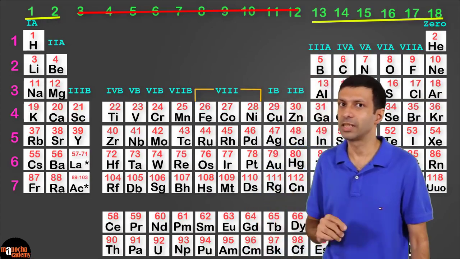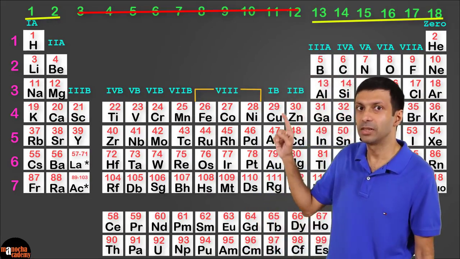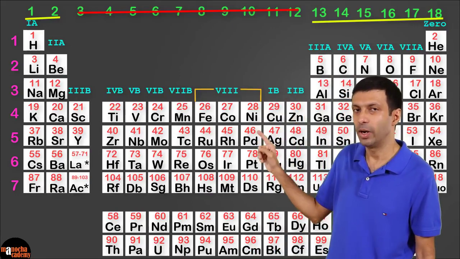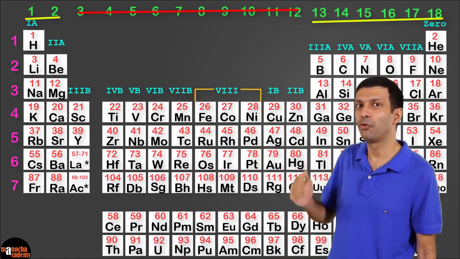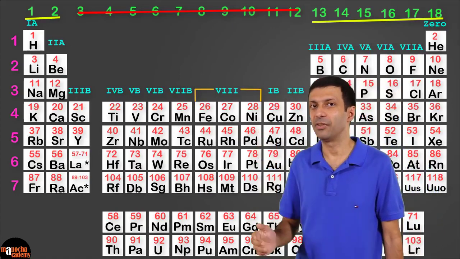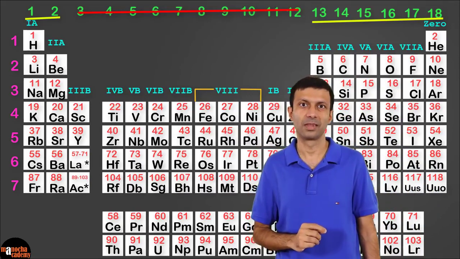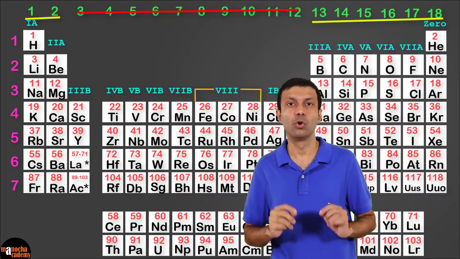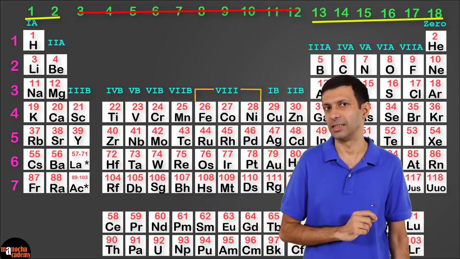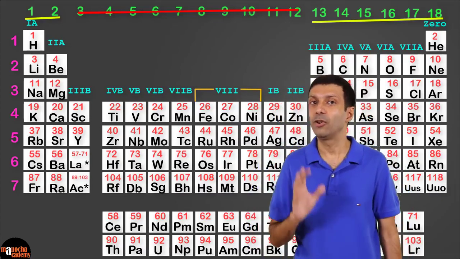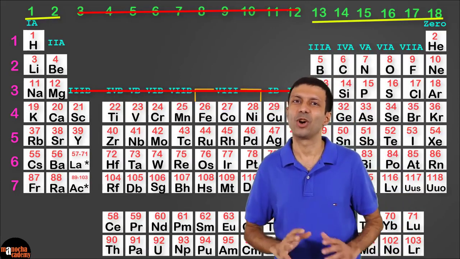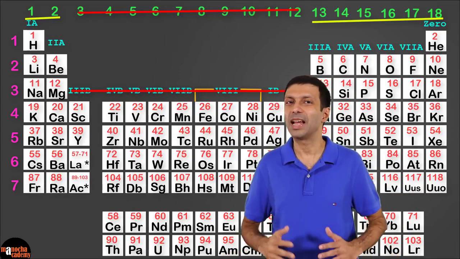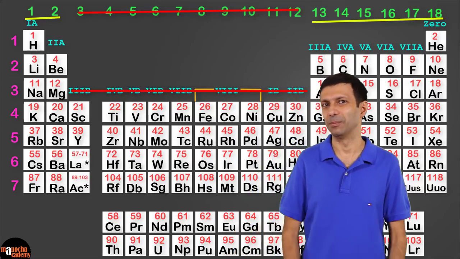Now if you look at the old scheme, what you have in syllabus is 1A, 2A, and then 3A, 4A, 5A, 6A, 7A and group 0. So basically only the A groups are in your syllabus and group 0, which is the noble gases. The B groups and group 8 are not in your syllabus. So I hope that helps you remember the old scheme.